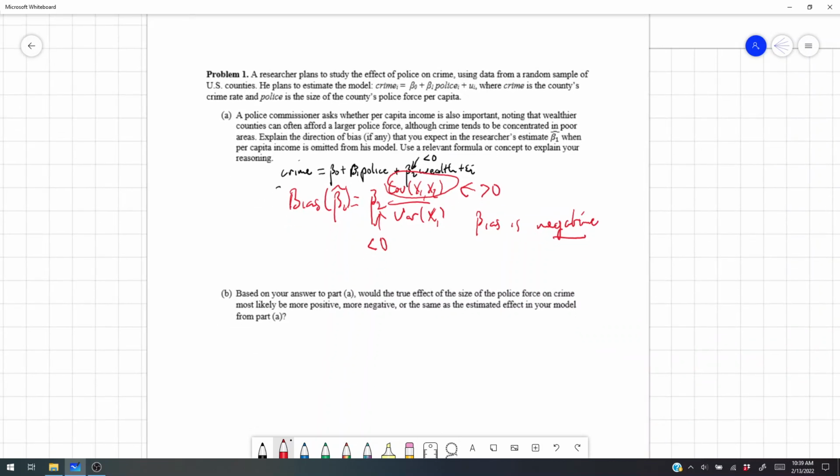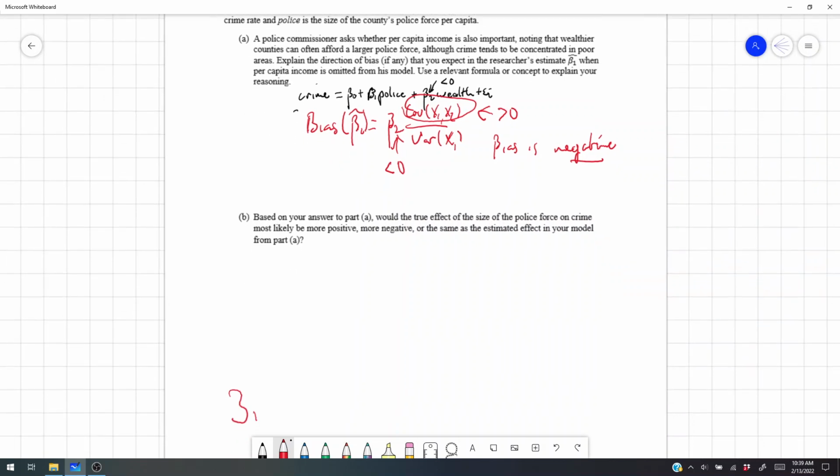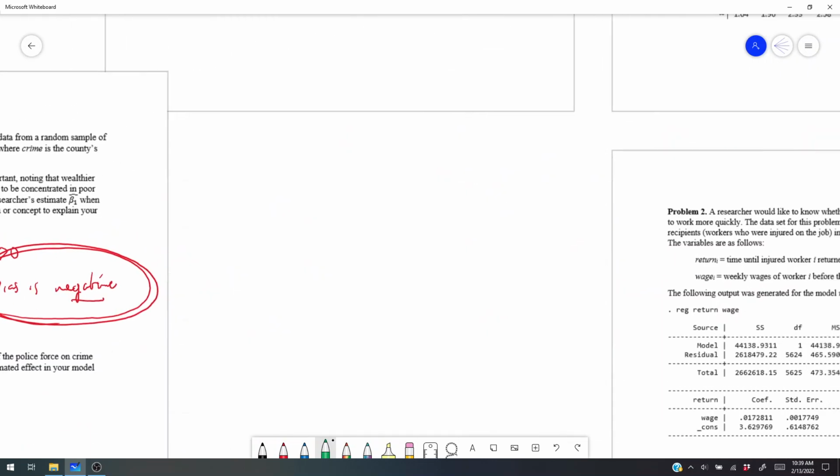Good. Based on your answer to part A, would the true effect of the size of the police force on crime most likely be more positive, more negative, or the same as the estimated effect in your model from part A? Well, the true effect, if the bias is negative, that means that the estimated effect is too low. That means that the true effect is higher than the estimated effect, right? The estimated effect is too low, I just said so. So the true effect is probably higher, would most likely be more positive. Don't we agree? Would most likely be higher right there. Good. Moving on with our lives.